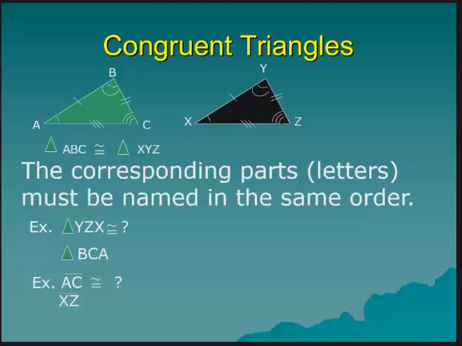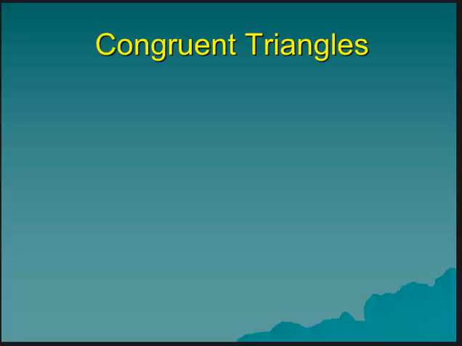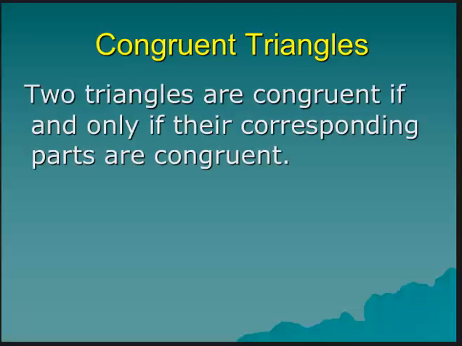Okay, so be able to identify the corresponding parts of two congruent triangles, as well as make a true congruency statement. This is called a congruency statement, putting things in the right order. How do we know if two triangles are congruent? Two triangles are congruent if and only if their corresponding parts are congruent. So all three angles have to match up and all three sides have to match up. It has to be all the parts are congruent.